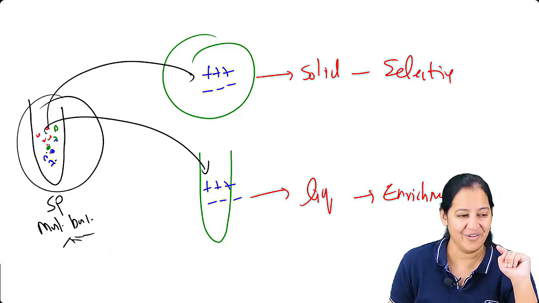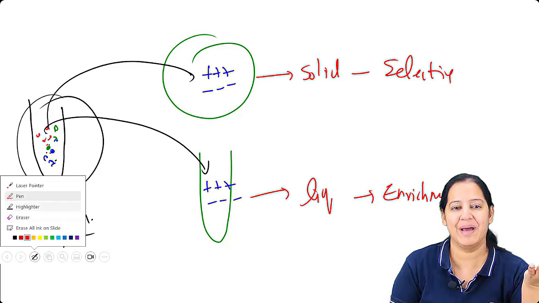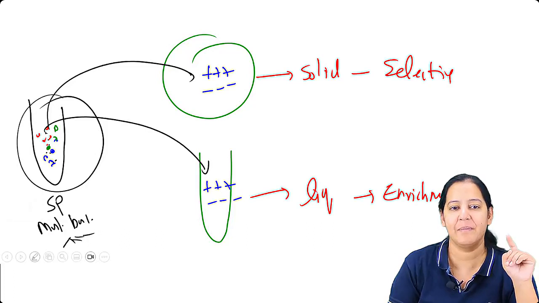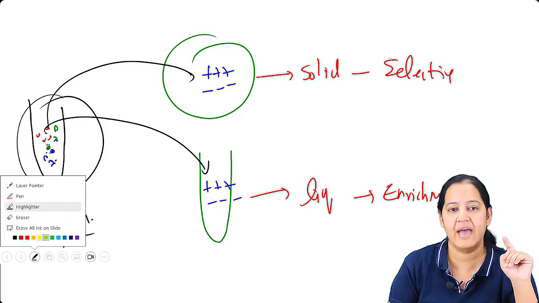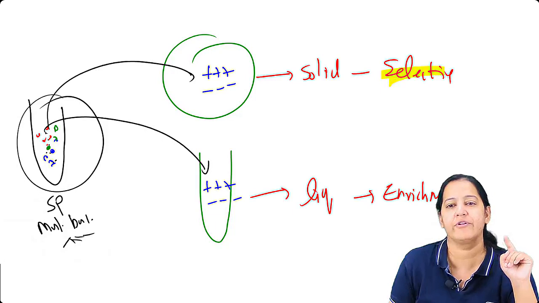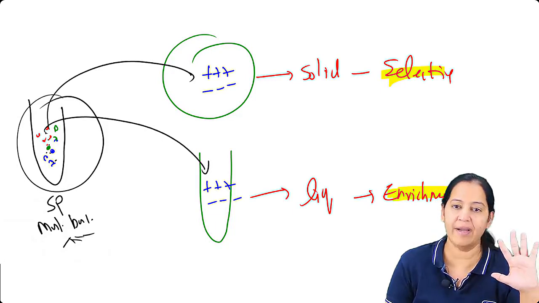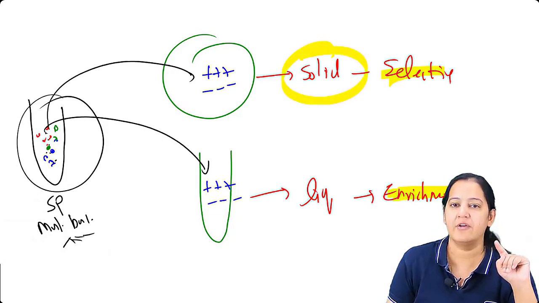Enrichment. You got my point? I tried my best to explain. So my point is that selective and enrichment both are the same. The only difference: selective is solid, enrichment is liquid.